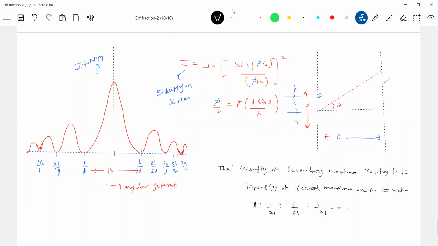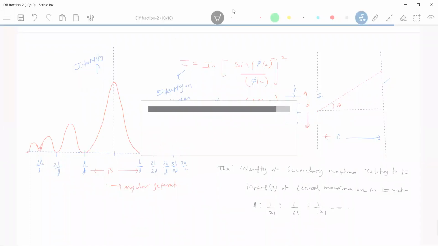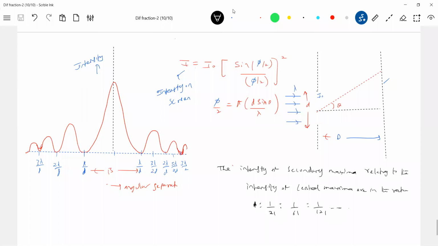Second maxima 1 by 61, 1 by 20. So this will be the ratio. This is also asked in CBSE board exams. Just information, do remember. It's not discussed much in most of the books. Okay, fine. So this is the basic discussion we have.